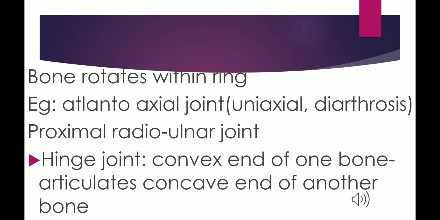An example for a pivot joint is the atlantoaxial joint. In the atlantoaxial joint, the upward projection of the axis is articulated with the inner aspect of the atlas, and it is held in position by means of a ligament, and it helps the head to turn side to side. Another example for a pivot joint is the proximal radio-ulnar joint.